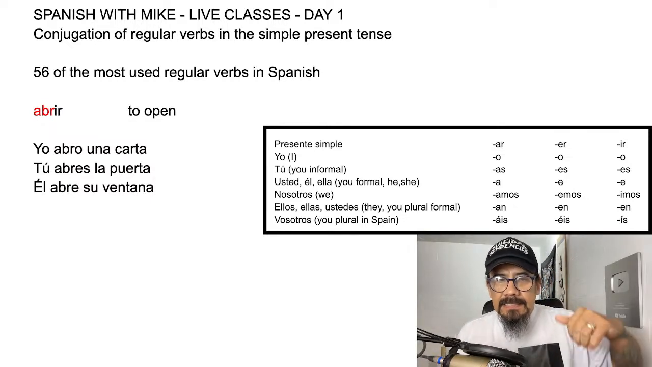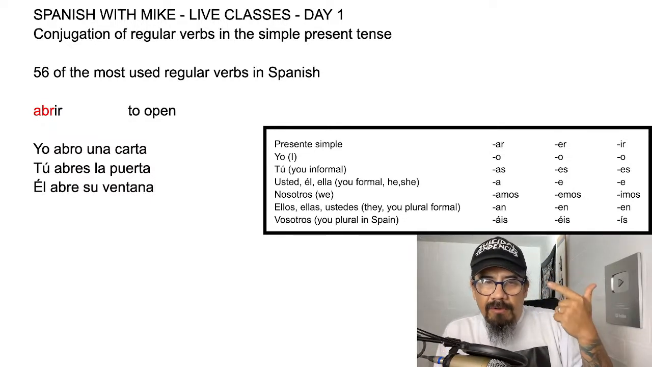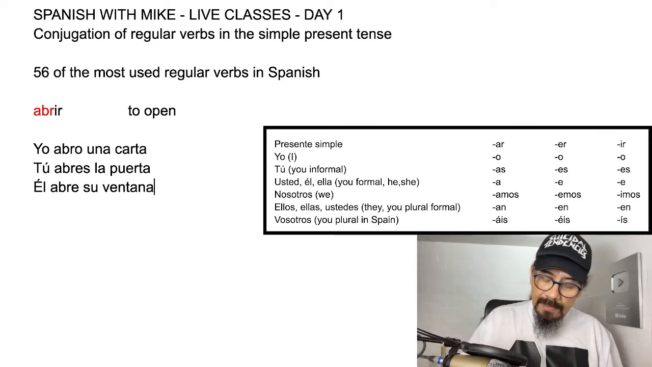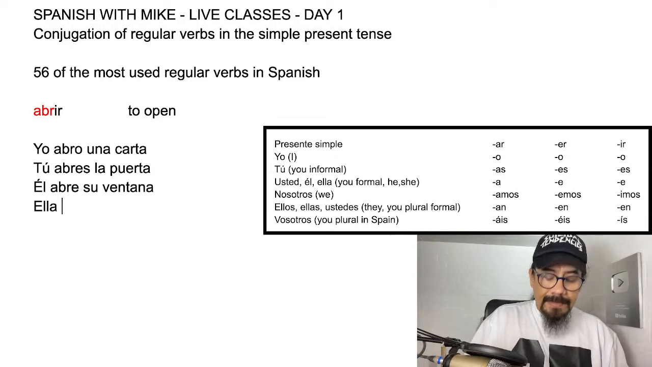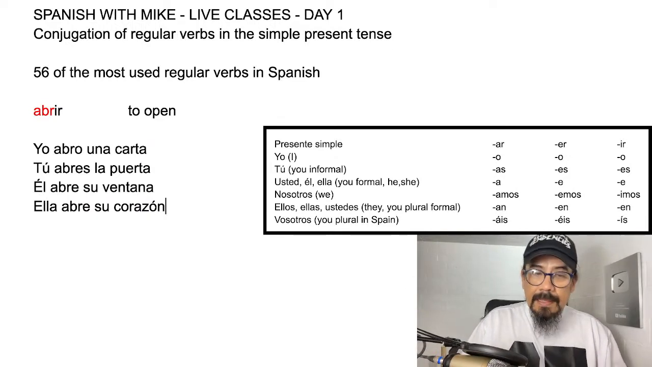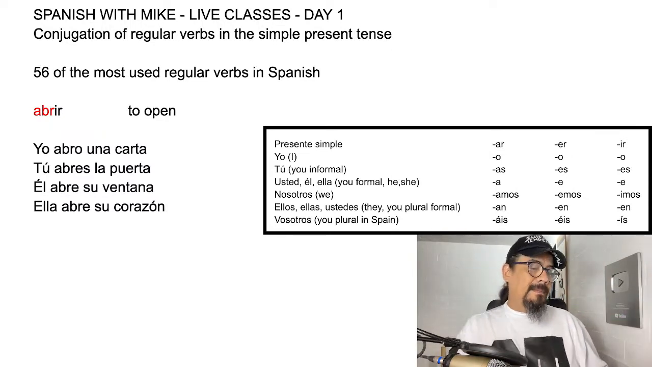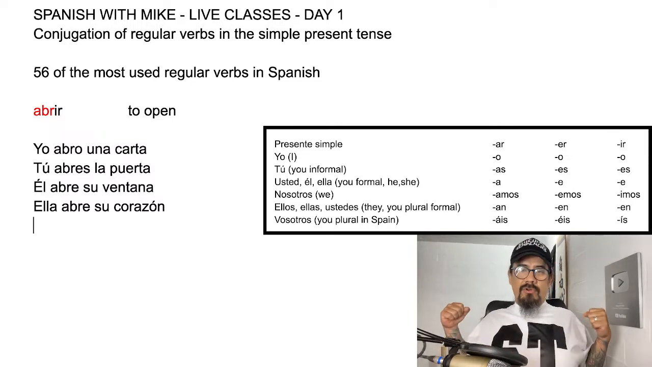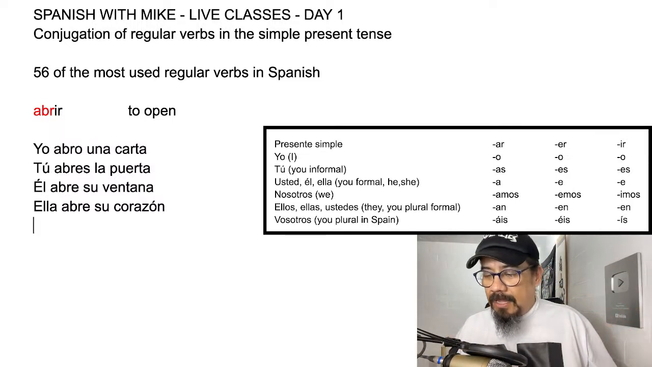Very basic sentences in the form subject, verb, object. Okay? Ella abre su corazón. This is in a poetic form, right? It's not that she's going to open her heart. Well, not quite.